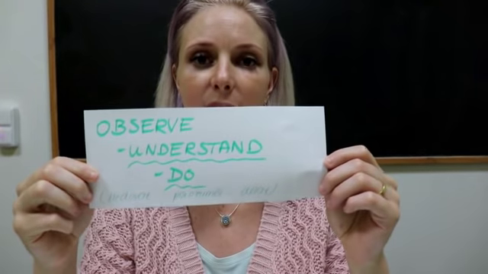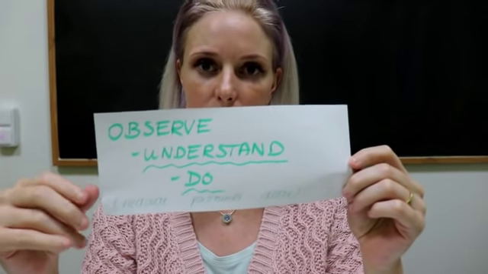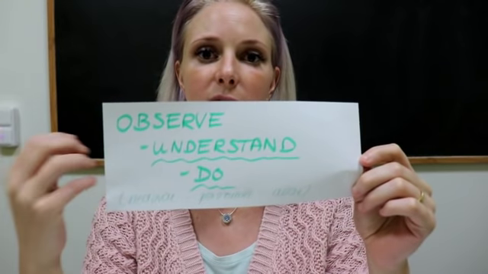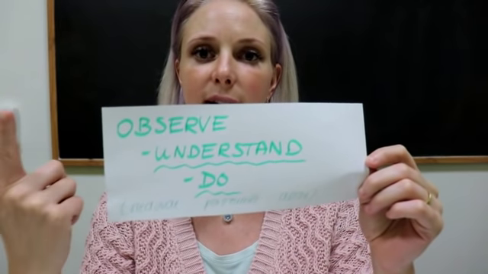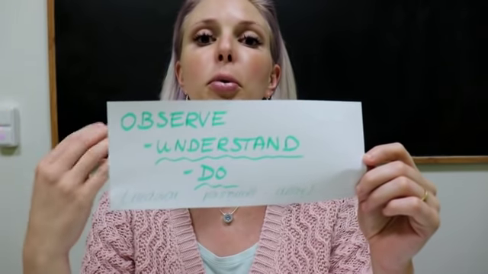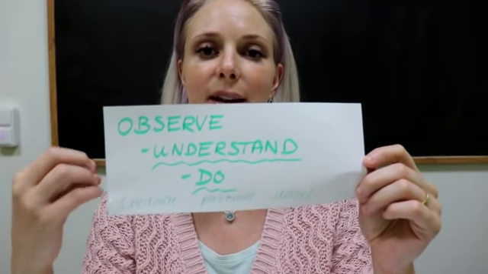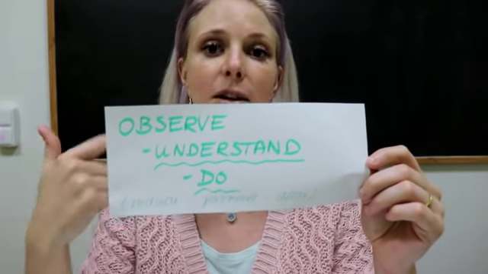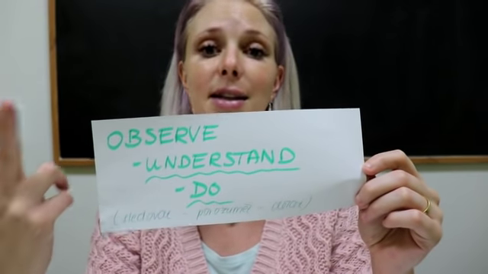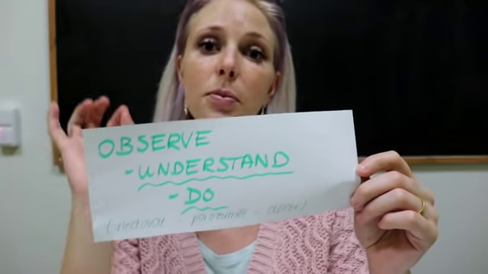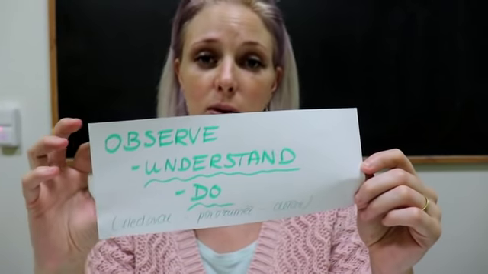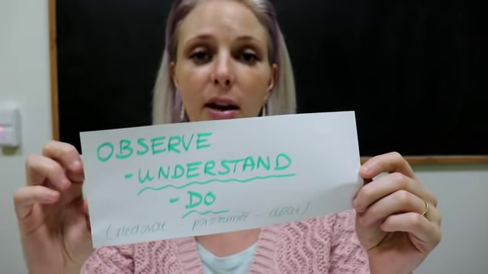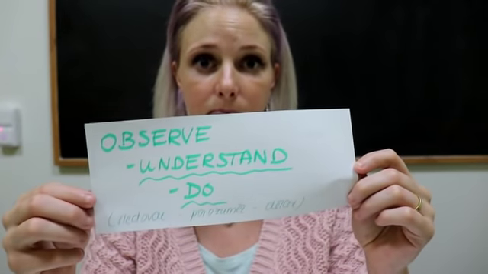There are 3 steps which each of these learnings contain. The first one is observe. The second one is understand. And the third one is do. So at first you observe it, then you understand it, or within you understand it, and then you use it, or do it.